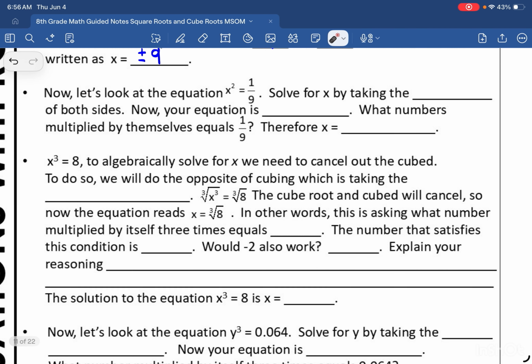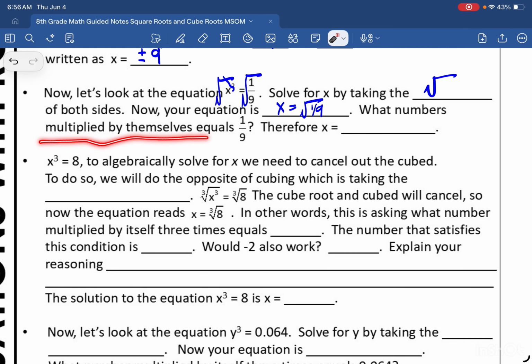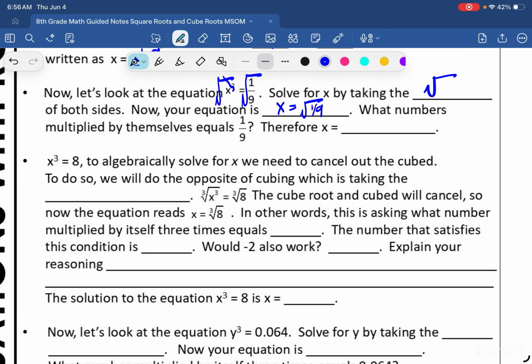a solution. And now let's look at the equation x squared equals 1/9. Solve for x by taking the square root of both sides. Now your equation is, so if I were to take the square root of both sides, this square root is going to cancel out with this square. So my equation is going to be x equals the square root of 1/9. What numbers multiplied by themselves equal 1/9? We have positive and negative 1/3.